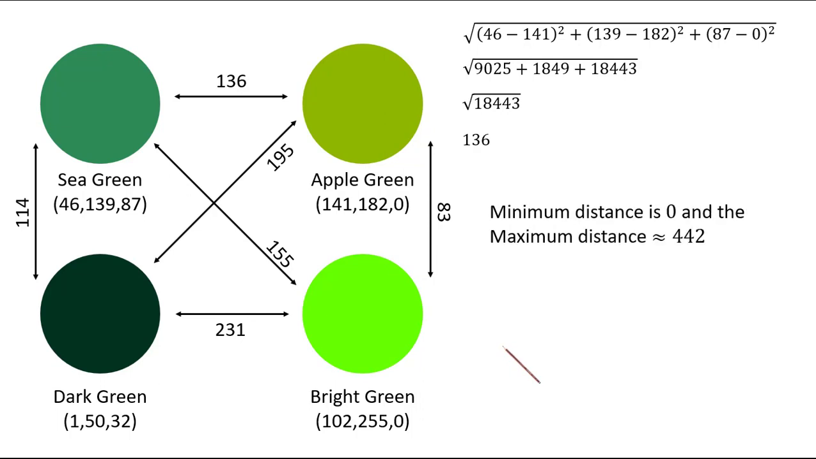Remember, the minimum distance would be 0 if they are the same colors, and the maximum distance would be, of course, between the black and the white, about 442. So another way of thinking about the coordinate system is to find the distance between the colors.